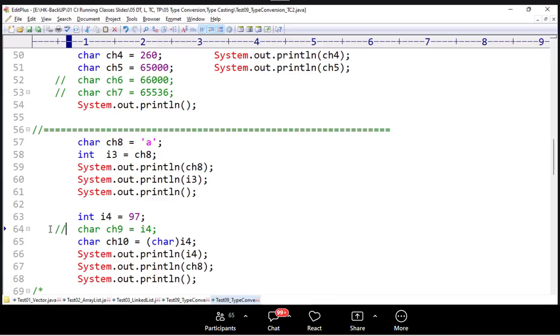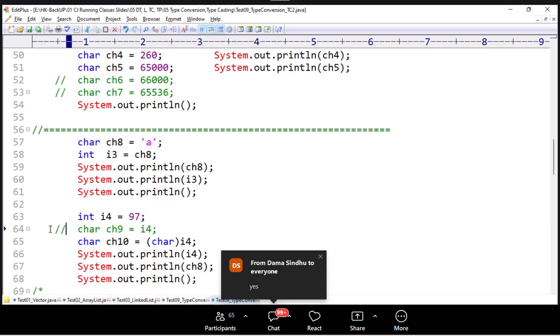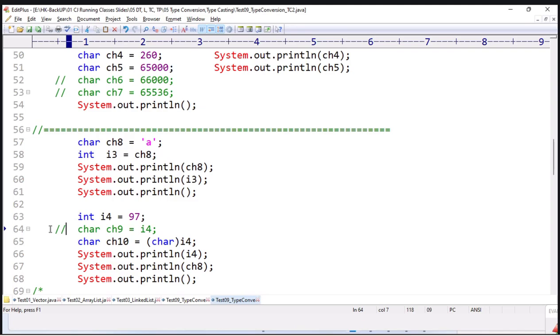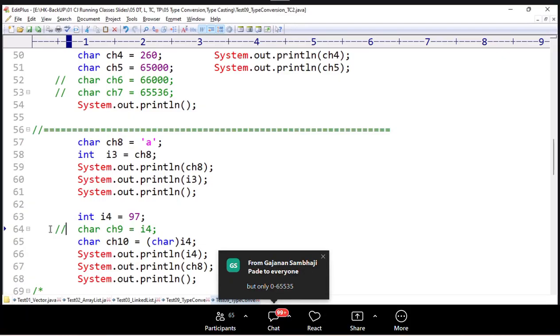Why are you looking again, tell me once. Yes is a completed answer? You gave half the answer, the remaining half: yes, but only up to 0 to 65,535. Repeat again. What is the answer? Yes, we can assign an int literal to a char variable, but only up to 0 to 65,535.